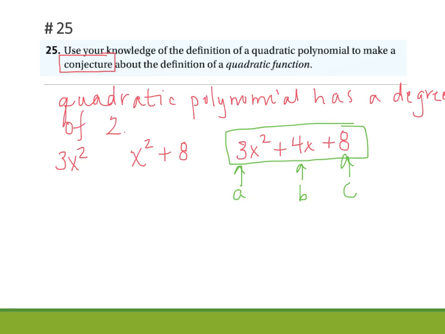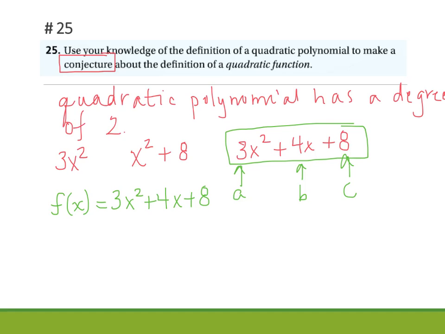In order to change this so that I no longer just have a quadratic polynomial, but now I have a quadratic function, I'm going to take that polynomial and set it equal to f of x, like so. So I write it as f of x is equal to 3x squared plus 4x plus 8. This is a quadratic function because it is a function which includes a quadratic polynomial.